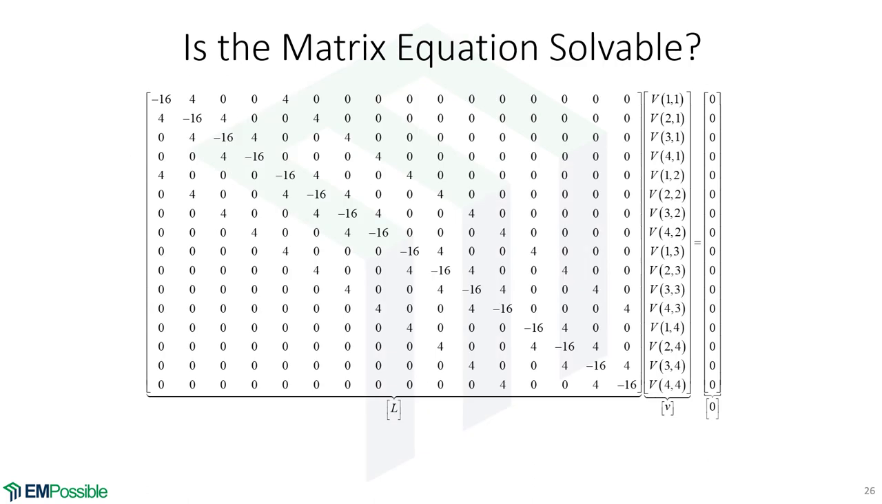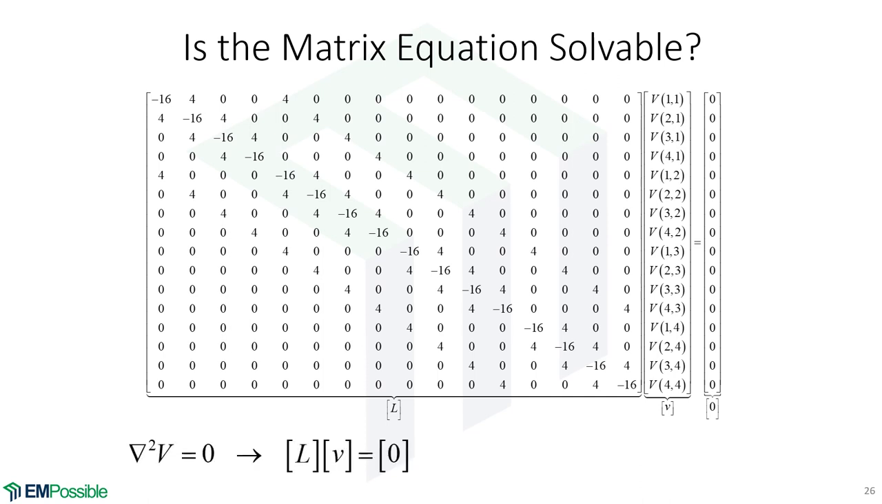So we might ask, is this solvable? Well, let's call this big thing here L. The reason we're calling it L is because that's sort of the Laplace's equation, or the Laplacian, happening onto this electric potential. So it's essentially saying the Laplacian of our electric potential equals zero, but in matrix form. So we have LV equals zero.